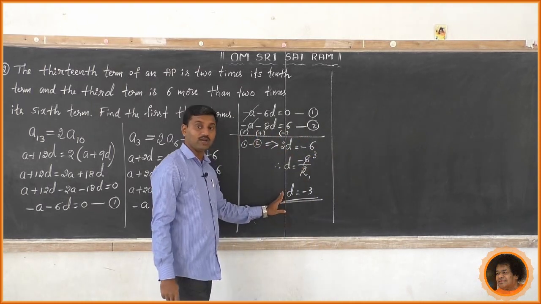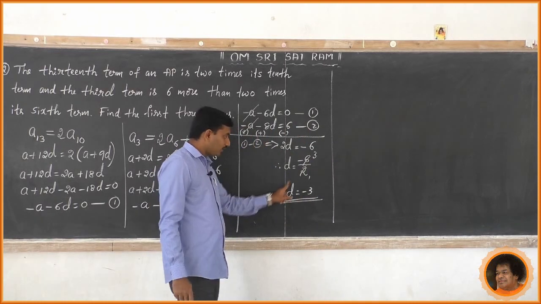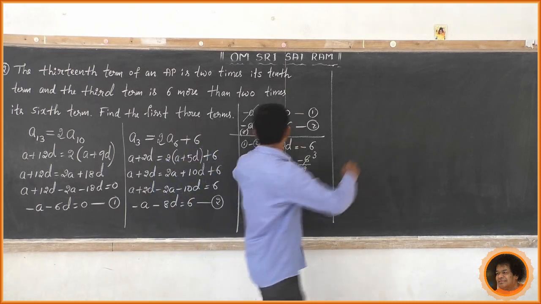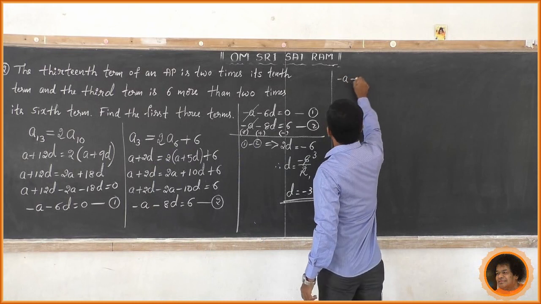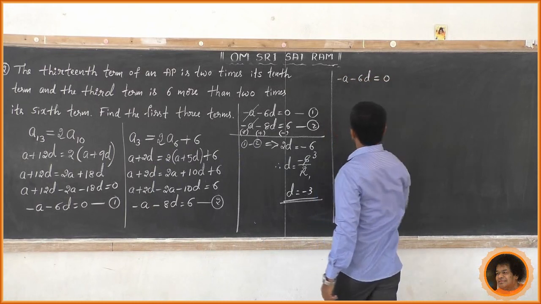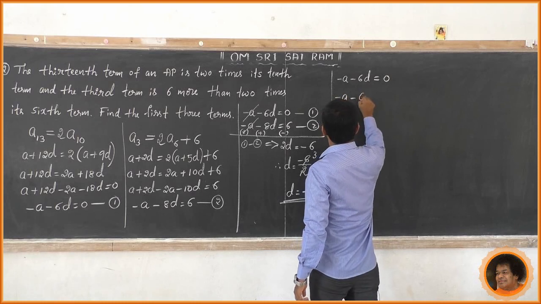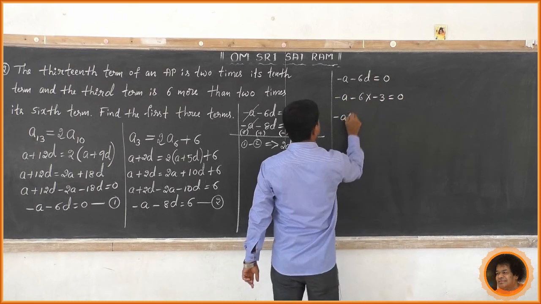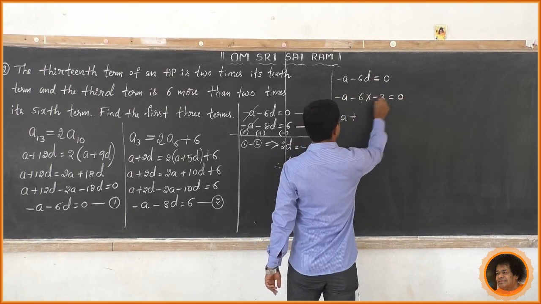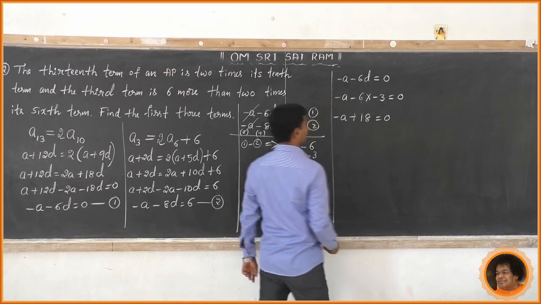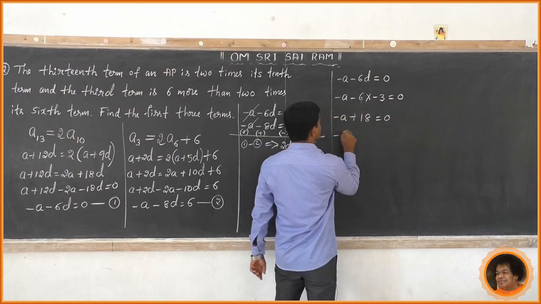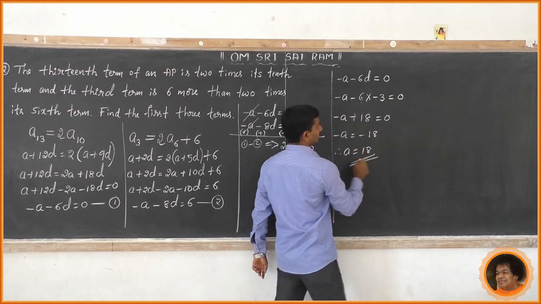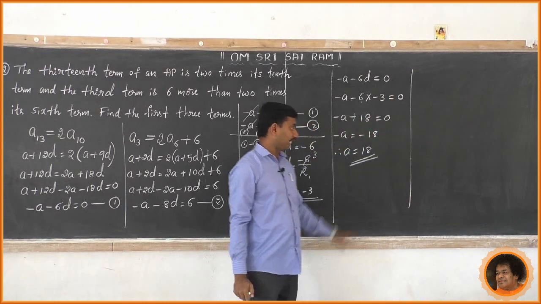Next we have to find the value of A by substituting the value of D equal to minus 3 in any one of the equations, either 1 or 2. So substitute in 1: minus A minus 6D equals 0, or minus A minus 6 into D value minus 3 equals 0, or minus A plus 6 into 3, 18, equals 0. Now transpose the constant term to the right hand side. So minus A equals minus 18. So therefore A equals 18. So this is the value of the first term, A equals 18.